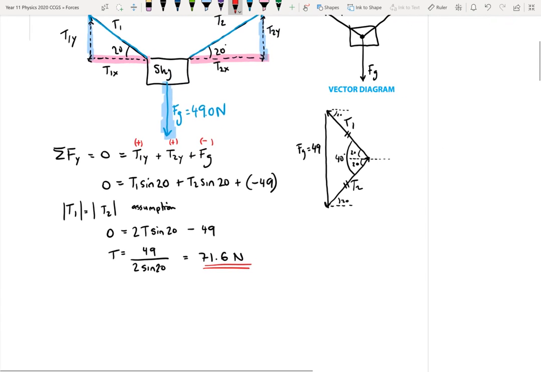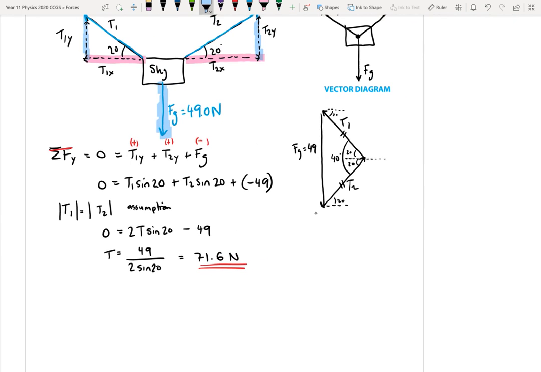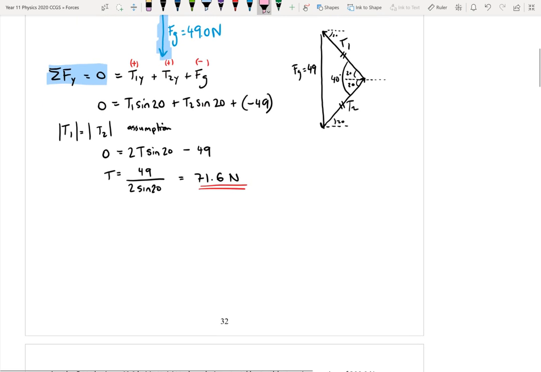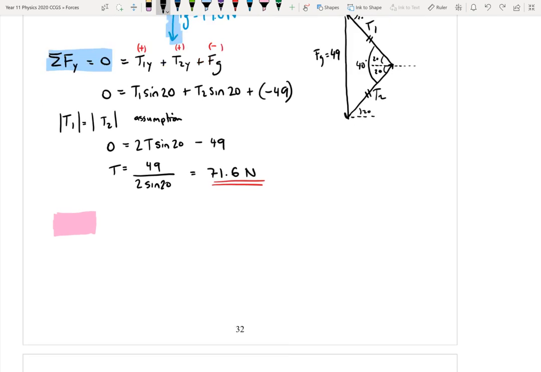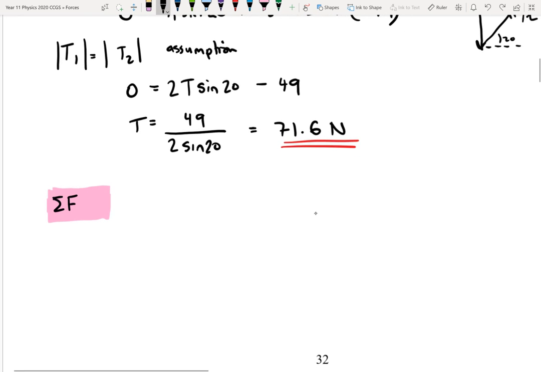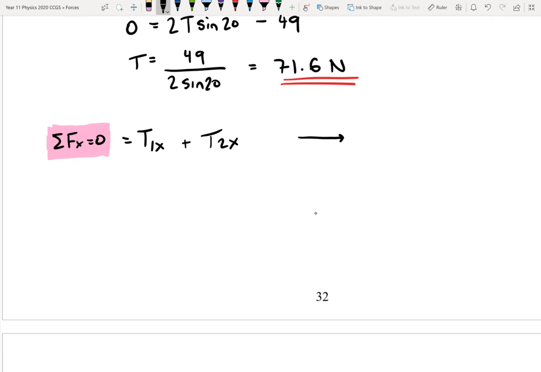Now, let me just color code. My verticals were blue. Let's just quickly check, and this should be pretty self-explanatory. Let's just check the horizontals. And that is that the sum of forces in the x should also sum to 0. Well, that's going to be equal to T1x plus T2x. We now remember our sign convention. I'm saying that T2 is acting to the right, which is positive in the x value. T1 is acting left in the x value.